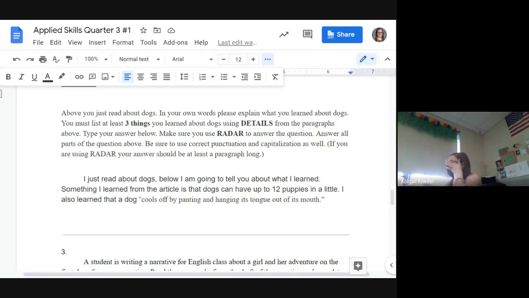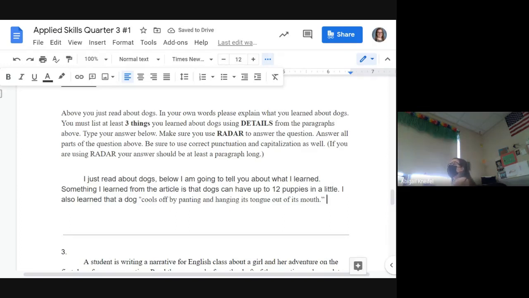Those tools are important. So, we now have how many things about dogs that we learned? Show me with your hands. How many things about dogs have we written about? Two. How many do we have to write about? Three, because remember, it's bolded. Would someone like to tell me something else we learned about dogs? Mia?